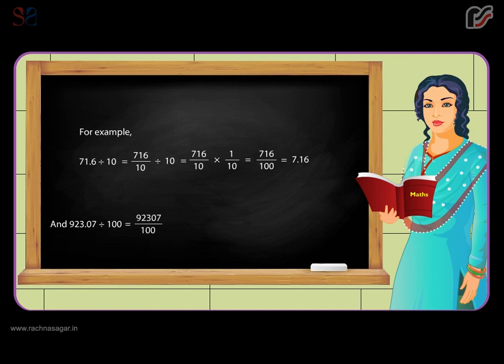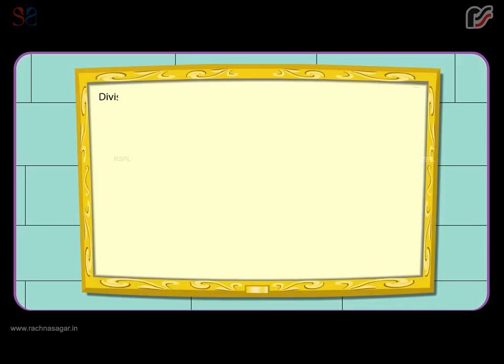923.07 divided by 100 is equal to 92,307 by 100 whole divided by 100 is equal to 92,307 divided by 100 whole multiplied by 1 by 100 is equal to 92,307 by 10,000 is equal to 9.2307.